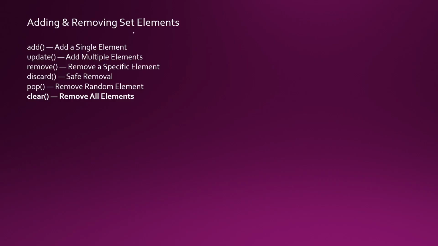Next is adding and removing set elements. First one is add. Using this add function, we can add a single element in our set. Suppose this is set 1, and we have 1, 2, right? Now if we write set 1 dot add, and within this we pass 3, then our set becomes 1, 2, 3. This is how we can add a single element using the add function.